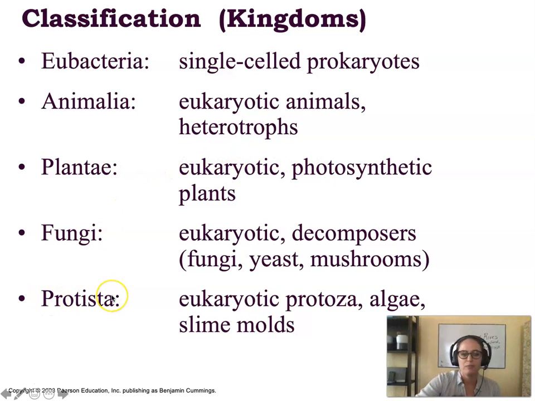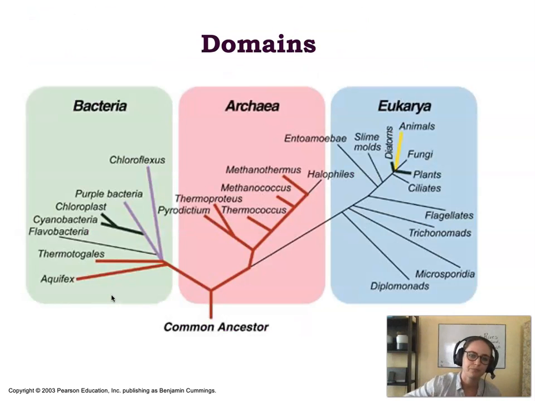And then there's the kingdom Protista. They are eukaryotic protozoa. That could be algae, it could be slime molds, really, really simple organisms that still have the true nuclei, still more complex than you would see in other domains.